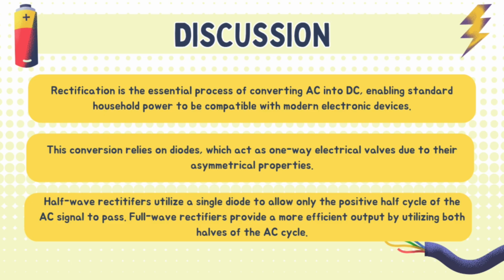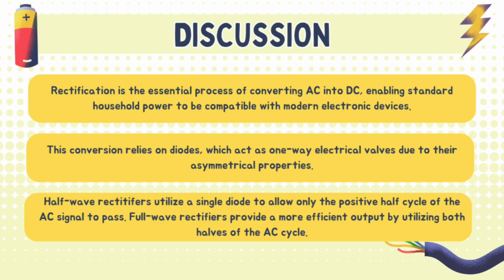Half-wave rectifiers utilize a single diode to only allow the positive half cycle of the AC signal to pass, resulting in a pulsating output with significant gaps where the negative cycle is blocked. Full-wave rectifiers provide a more efficient output by utilizing both halves of the AC cycle. This experiment specifically employs a center-tap full-wave rectifier, which uses a specialized transformer and two diodes to ensure current flows through the load in a single direction during both the positive and the negative cycles.